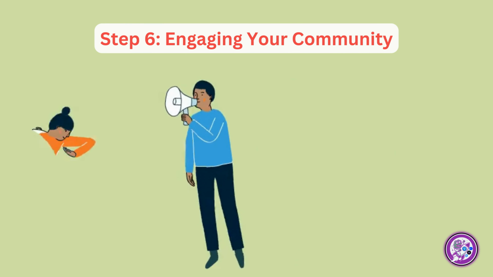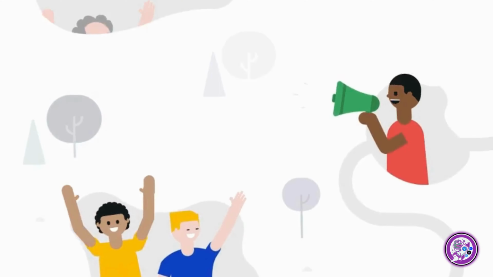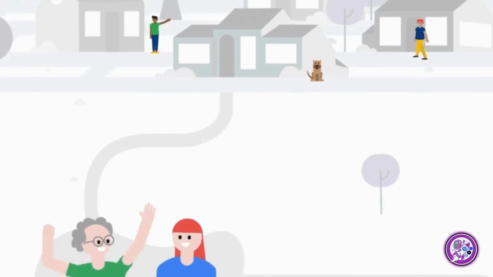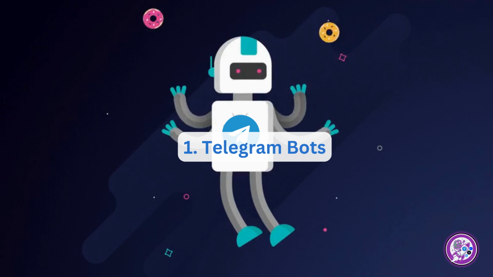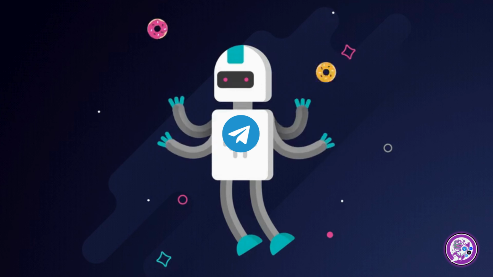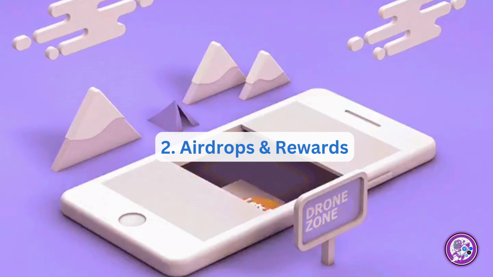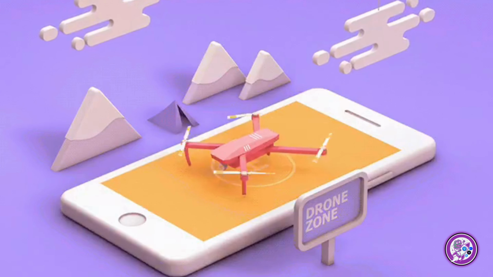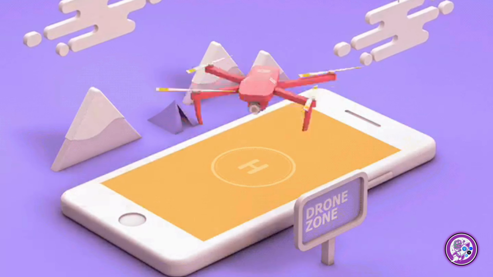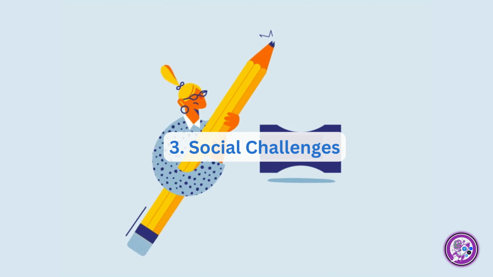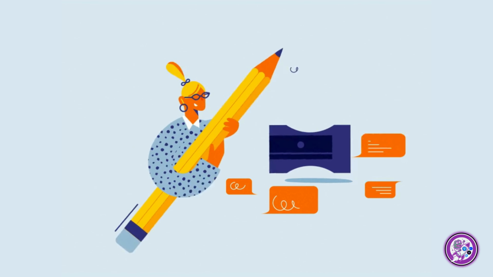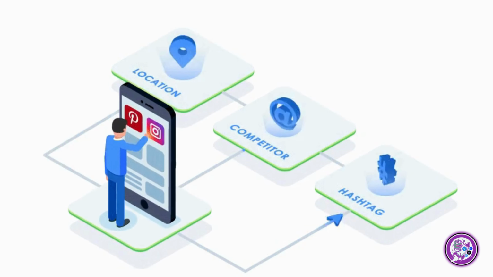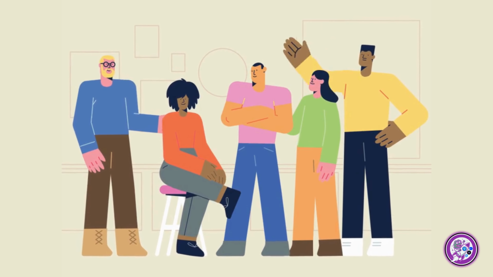Step 6. Engaging your community. A strong community is your project's lifeline. Here's how Pump.fun can help. 1. Telegram bots. Use built-in bots for announcements and moderation. 2. Airdrops and rewards. Host airdrop events to reward loyal supporters. 3. Social challenges. Run viral challenges that encourage creativity and sharing. Pro tip: regularly interact with your community to build trust and keep engagement high.